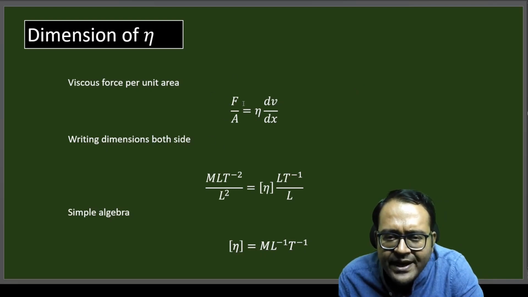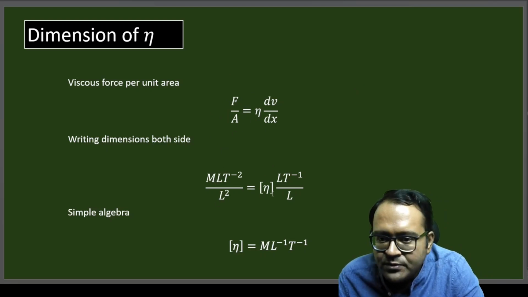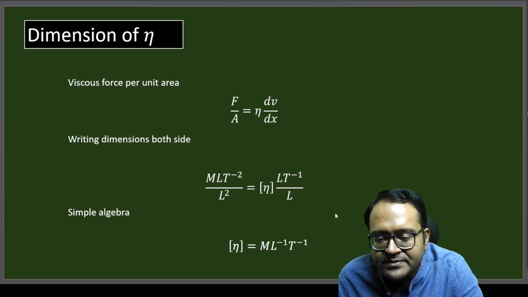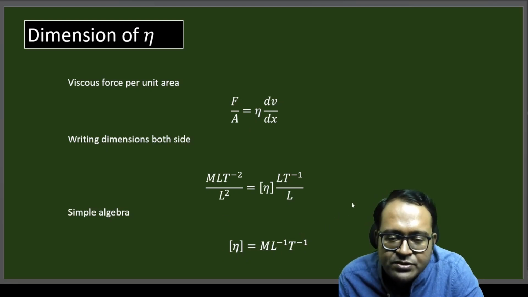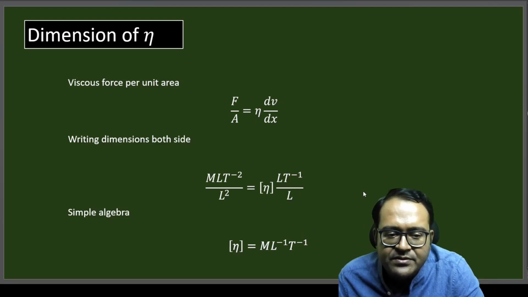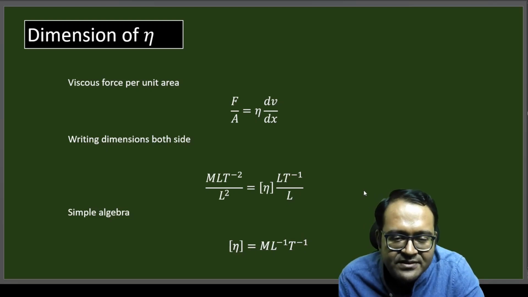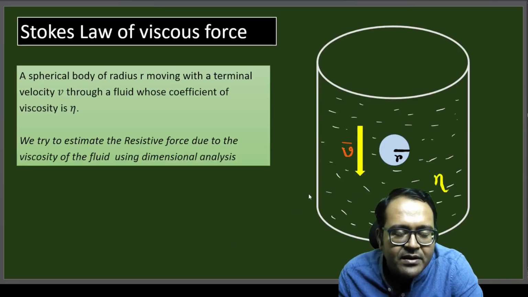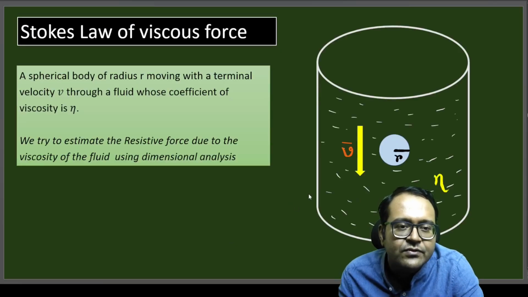So you just write the dimensions of both sides. Force is m L t minus 2, area is L square, eta is unknown, velocity is L t minus 1 and x is L. So it's simple algebra to verify that eta will be m L minus 1 t minus 1. You just do it yourself. Maybe anytime you can pause the video and get your answer, and then play the video again. Okay. So now proceed to Stokes' law of viscous force.